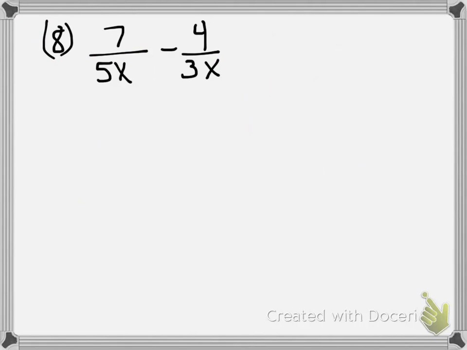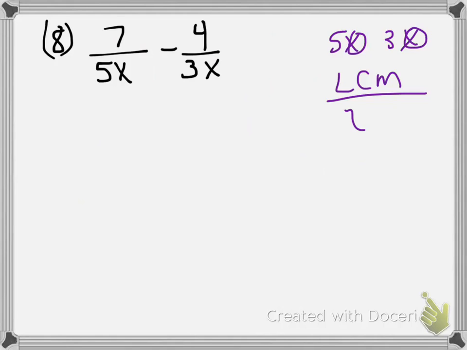Number 8. These do not have common denominators, but if I look at 5x and 3x, and I look for the least common multiple, I can see that both of these have an x, so I'm going to write the x as one of my parts. And then I notice I still have a 5 and a 3 left, so I'm going to have times 5 and times 3, so my least common multiple, or my lowest common denominator, is going to be 15x.